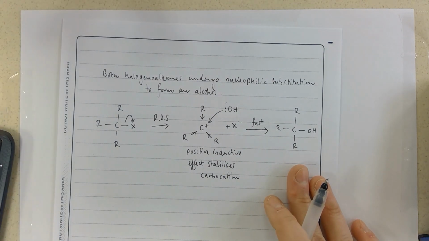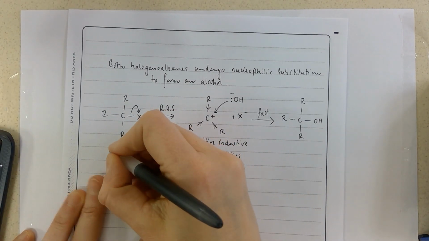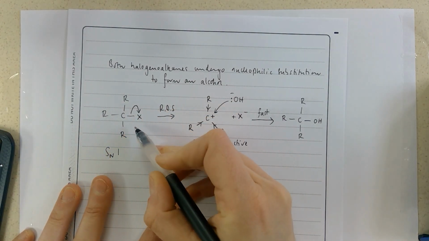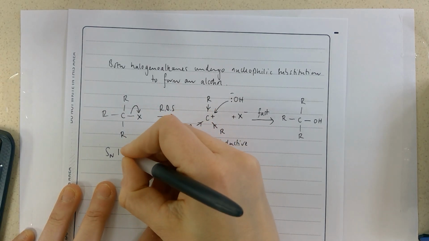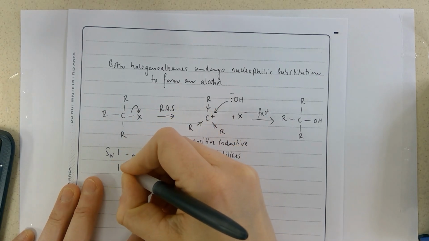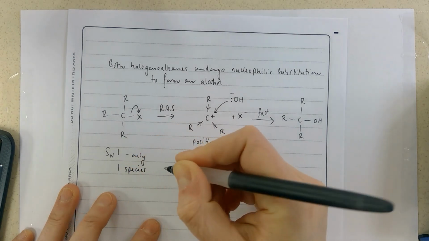So that's called SN1 because there's only one molecule involved in the rate determining step. One species involved in the rate determining step.